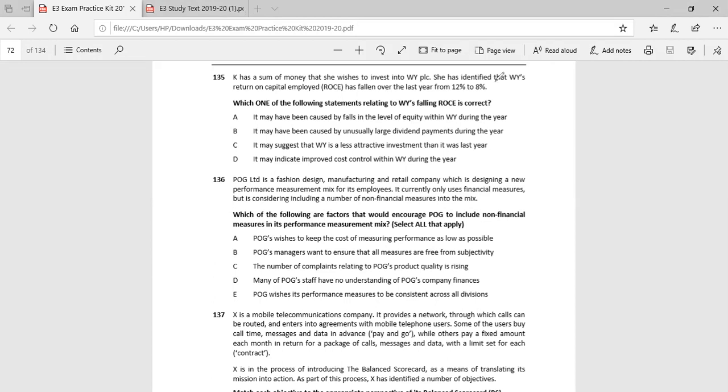ROCE, what is the equation for ROCE? Return on capital employed. So ROCE has return or profit in the numerator, and in the denominator it has capital employed. These are the two variables taken for the calculation of return on capital employed. In this case, there is a reduction in the profit, that is from 12% to 8% it has reduced. Which one of the following statements relating to WY's falling ROCE is correct?